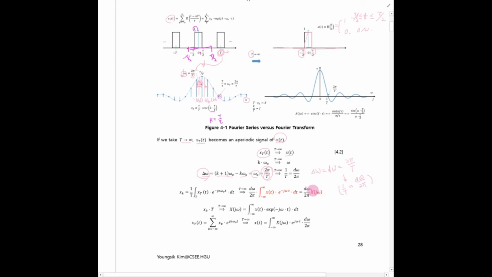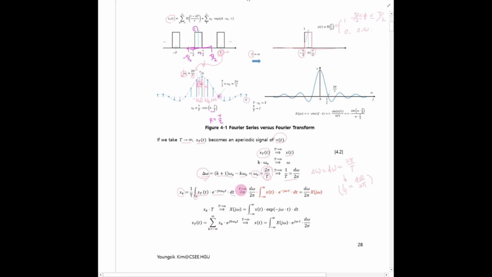This is shown here. In the Fourier series, in the periodic domain, the Fourier series coefficient can be found from these equations: 1 over T, taking one period of the periodic signal times the basis function and integrating over that one period.